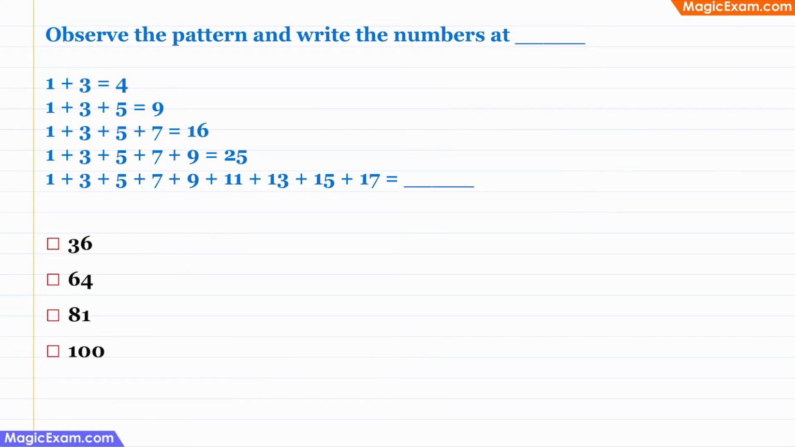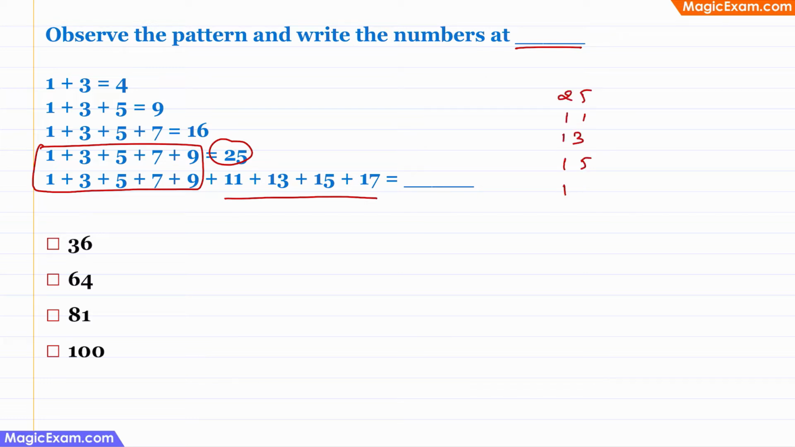Observe the pattern and write the numbers at the blank. Now there is no pattern to be observed here. It's a simple addition question. We know that from 1 to 9, the sum is 25. So which means that we just have to add the remaining numbers to 25 and we'll get the answer. So if it is 25 plus 11 plus 13 plus 15 plus 17, then 2 and we get 81. So 81 is the correct answer here.